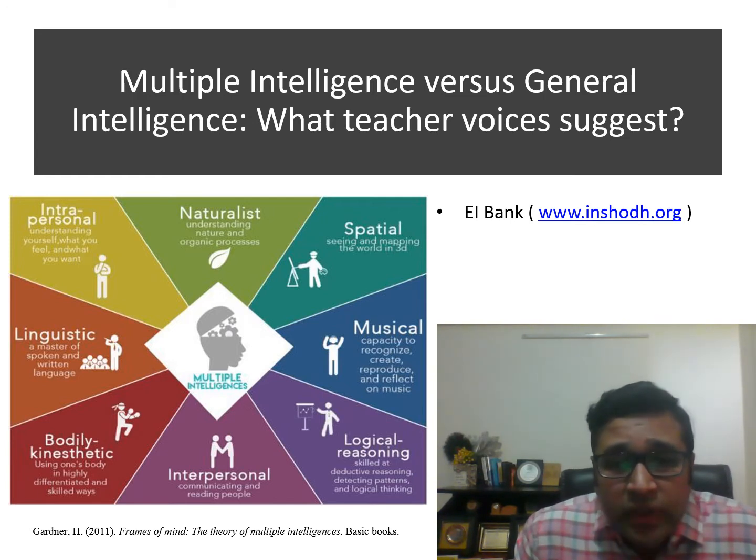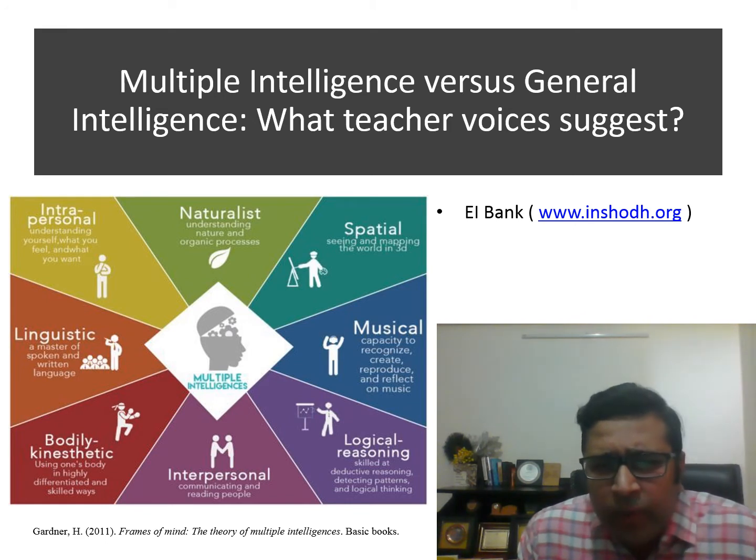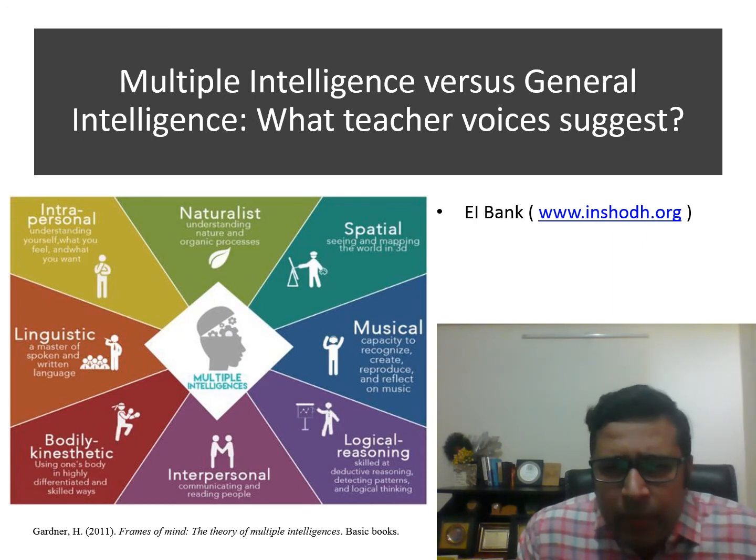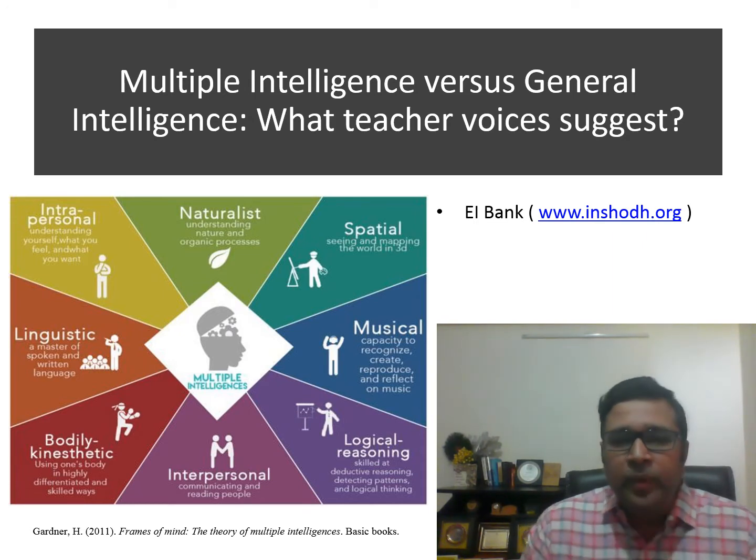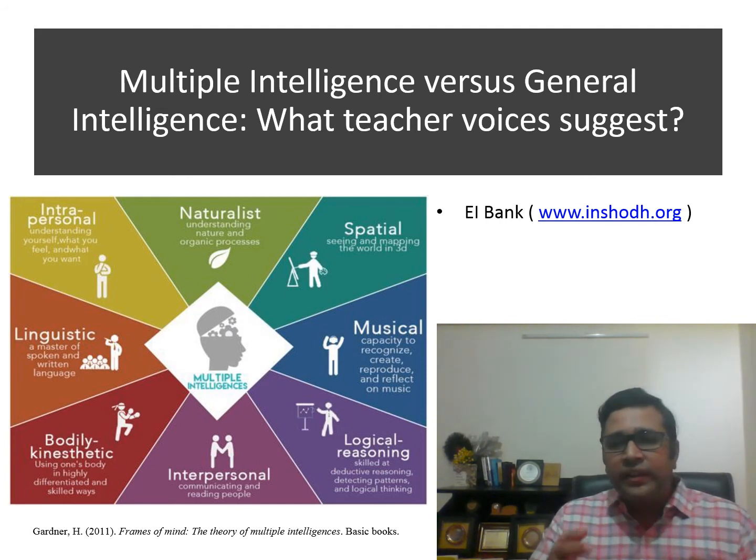Coming to the interpersonal and intrapersonal kinds of intelligence: interpersonal, that is communicating and reading people, and intrapersonal, understanding yourself, what you feel and what you want. So these two kinds of intelligences are also very important. Intrapersonal intelligence people can turn out to be poets, and people with intrapersonal intelligence help other people also decipher their life's meaning and all that.